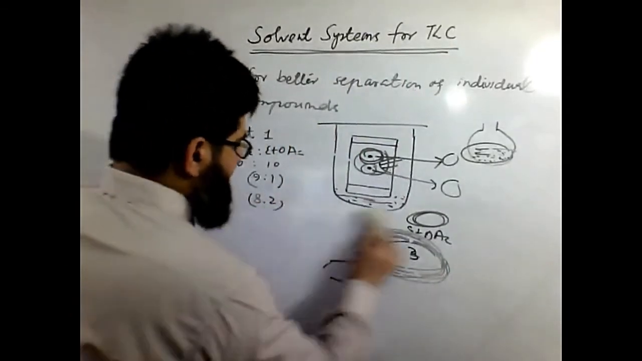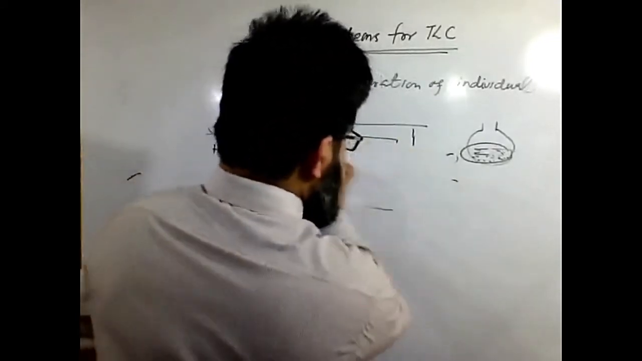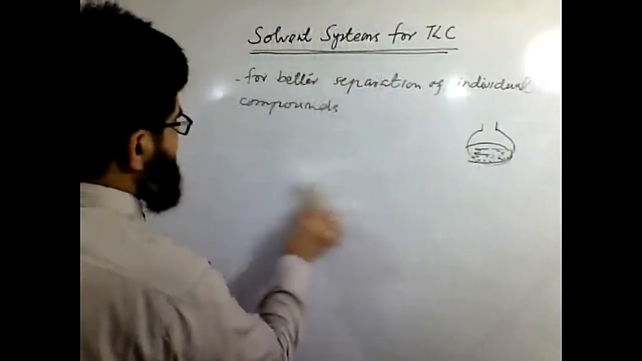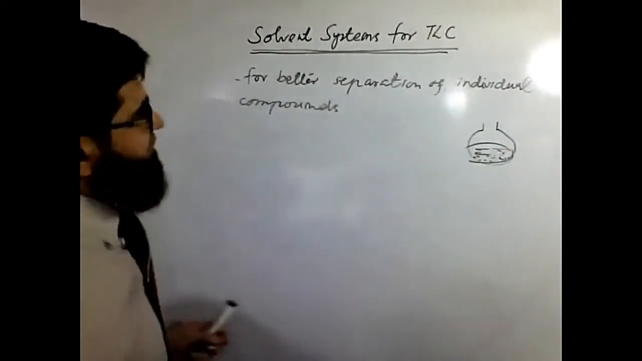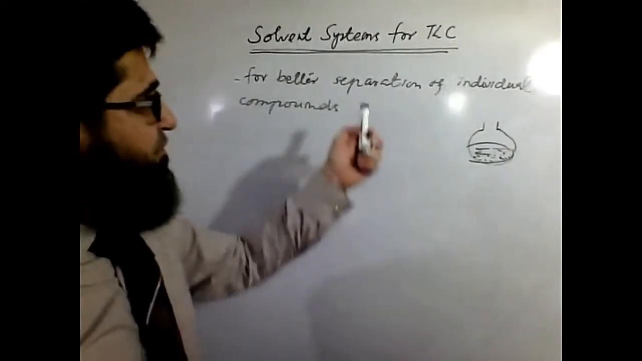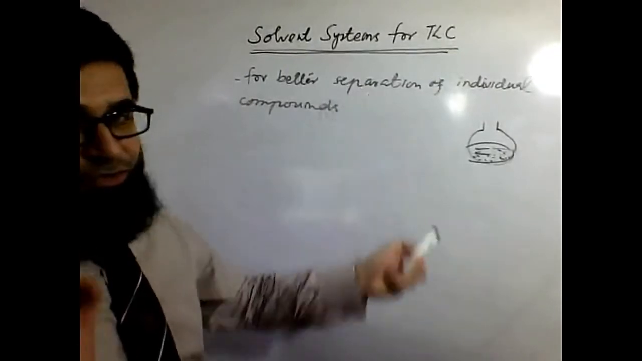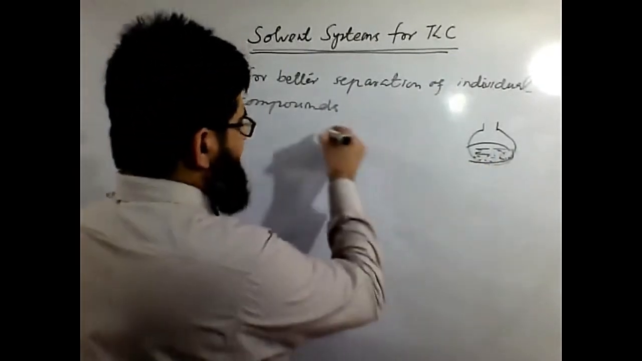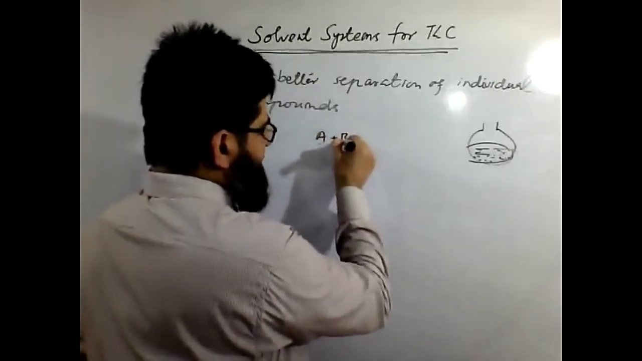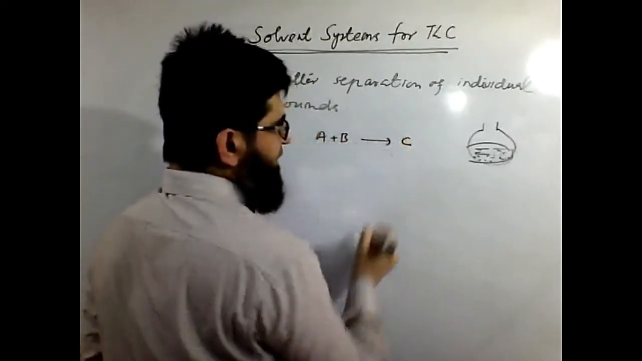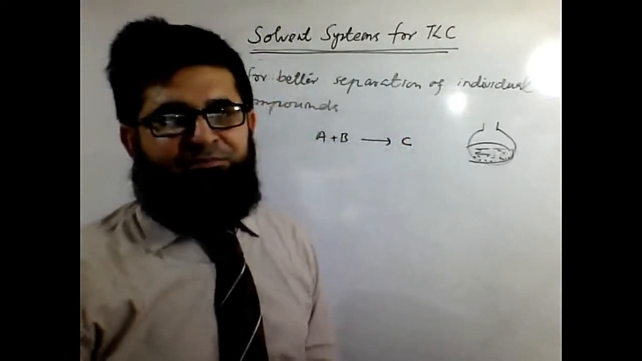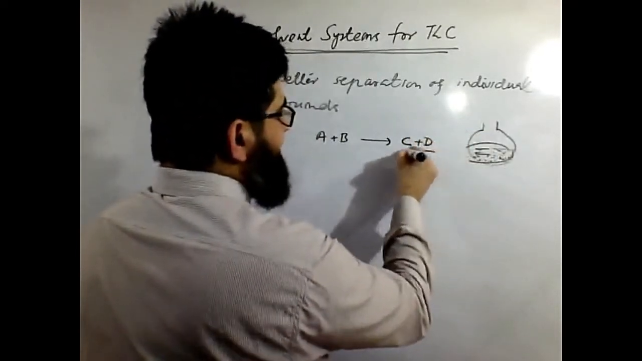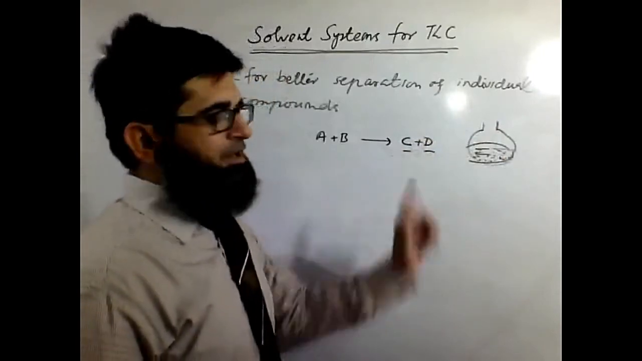I want to discuss one more thing. Let's say why we need solvent systems. I'm trying to make it very clear for you guys so that we can get better separation of the individual components. Let's say it's a reaction. Let's say we have mixed only two bodies, A and B, and we are supposed to receive C as a product. Sometimes you can expect some D, C plus D, major and minor products.